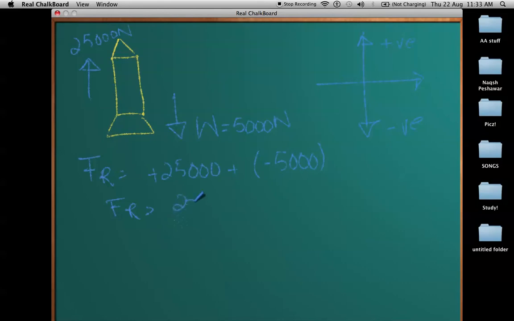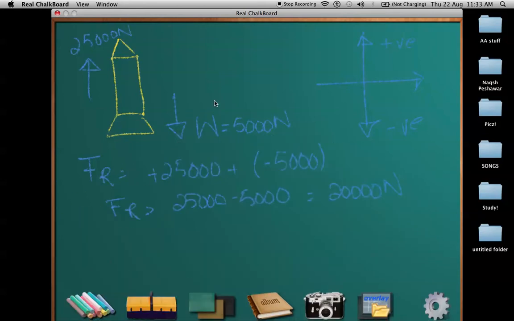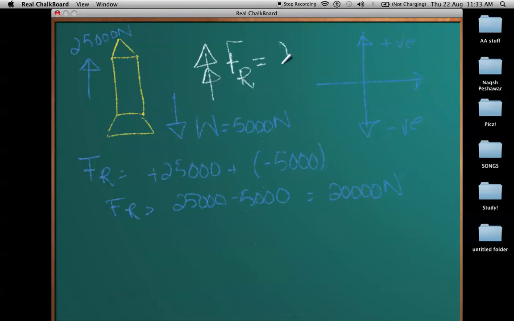25,000 minus 5,000 would be 20,000 newtons. Because of these two forces, it would be as if only one force is being applied, which is the resultant force. The sum of the two forces would be 20,000 newtons, and this would be the total force that would be applied on the rocket.